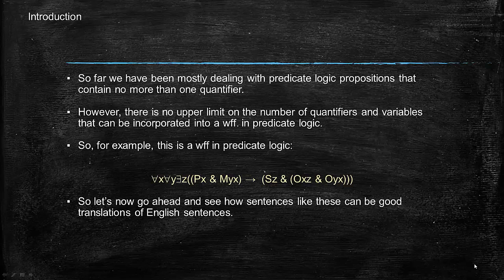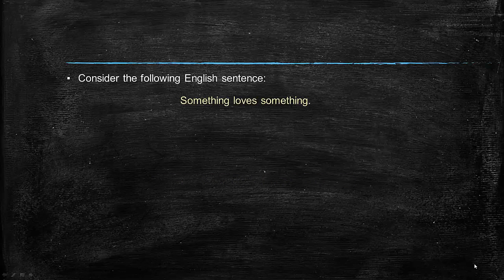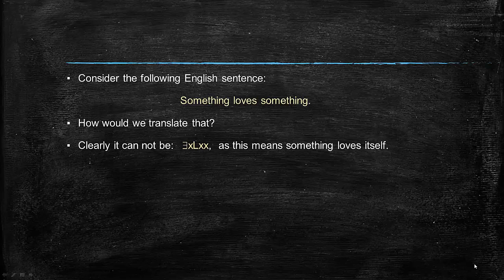So let's go ahead and see if we can understand how multiple quantifiers work. Take a look at a sentence like this: something loves something. Now, how would we represent a sentence like that? Well, if you were only using one quantifier, you might say something like this: there exists an x such that Lxx. But the problem there is that this actually means there exists an x such that it loves itself. X has to be the same thing in each case. So this means something loves itself.